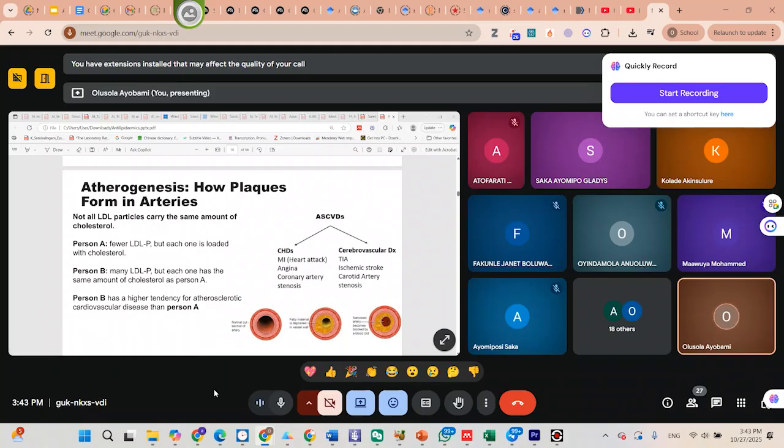So if patient A has fewer LDL, the protein part or the particle part, and patient B has many LDL, but they both have the same amount of cholesterol carried by this LDL, patient B is at more risk of atherosclerotic cardiovascular disease than patient A, because patient B has more LDL proteins or LDL particles than patient A.